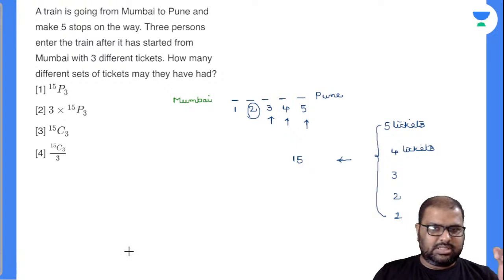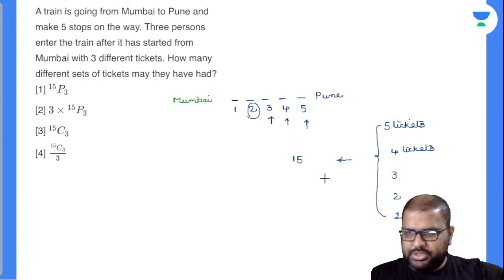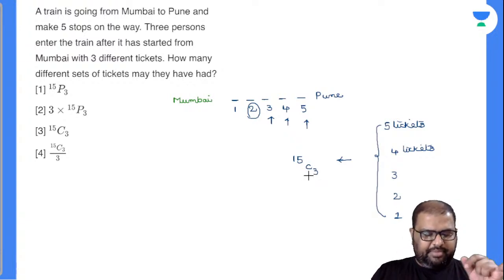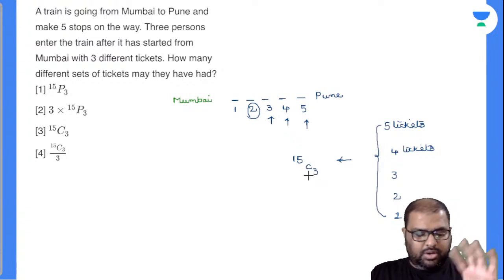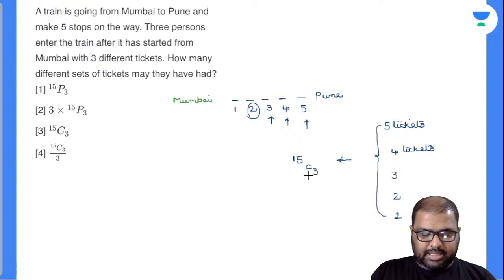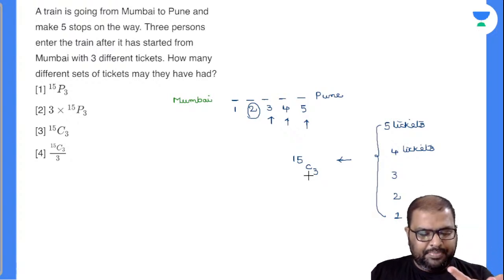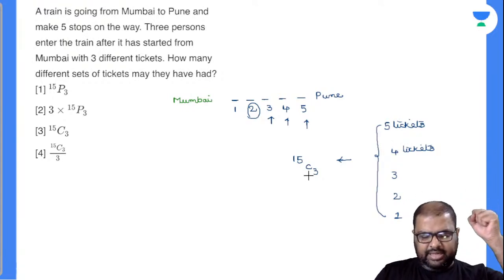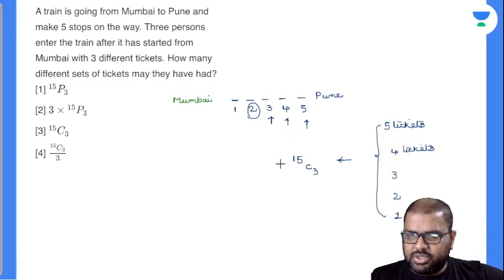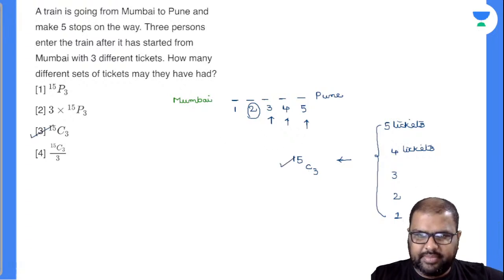So out of this, 3 tickets have to be selected, and you are not asked to arrange them for person 1, person 2, person 3. You are just asked to select. You had a box of 15 different tickets, and you have to pick 3 for 3 different persons. So your answer is 15C3, and your option number 3.